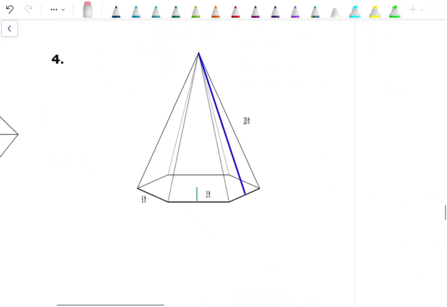Number 4. Number 4 is more interesting anyway because we do have a hexagon as our base. So to find the area of the base, this is our base, we need to do the 1/2 apothem times perimeter formula for the area of the base. In this case, it's kind of hard to tell, but this little green line right here is our apothem, and that says it's 3. So this is 1/2 3 times my perimeter is going to be what I get when I add up all the sides.